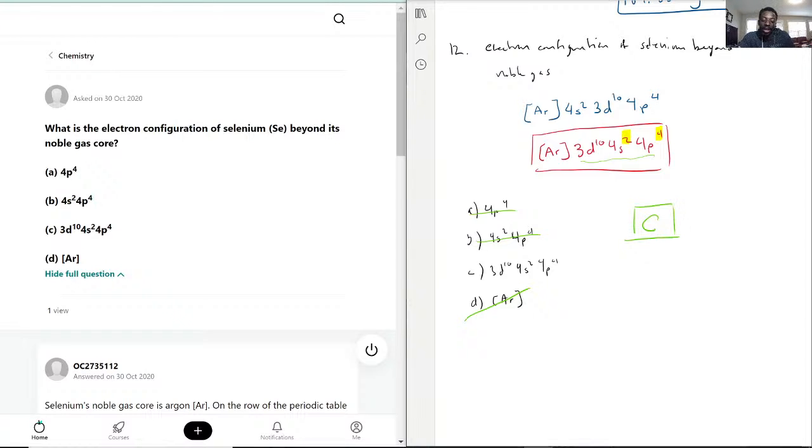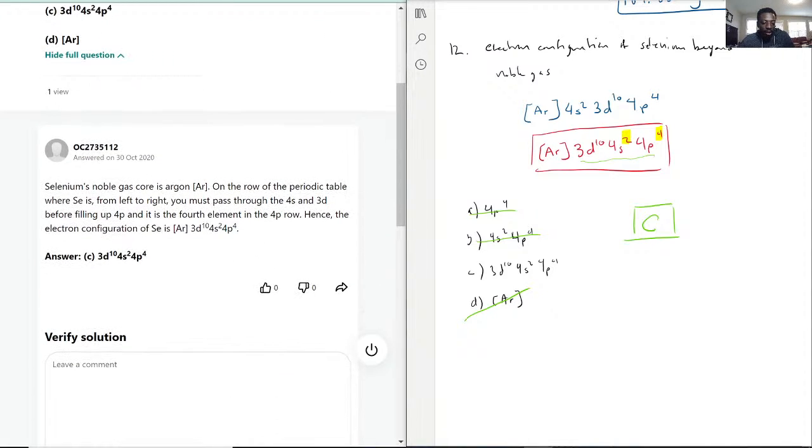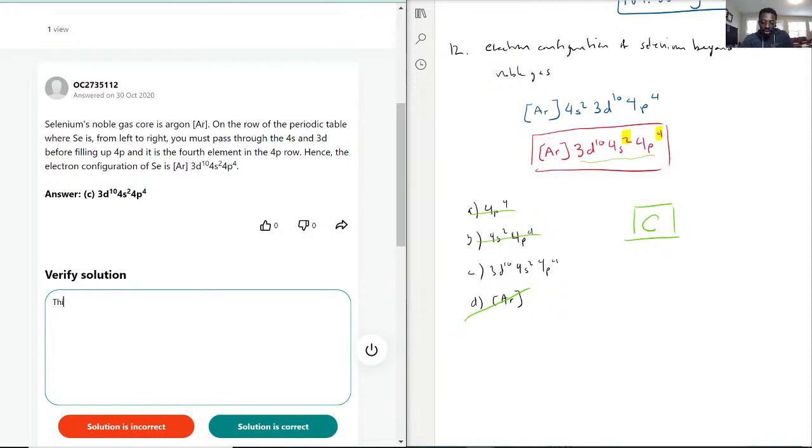Okay, but yes, right away you could have crossed out D, because D is the abbreviation of the noble gas itself, so that would never be the answer, unless they ask what is the noble gas abbreviation for selenium, which would be kind of a very weird question. That's the only time where you pick D as an answer. So exactly, answer is indeed C.